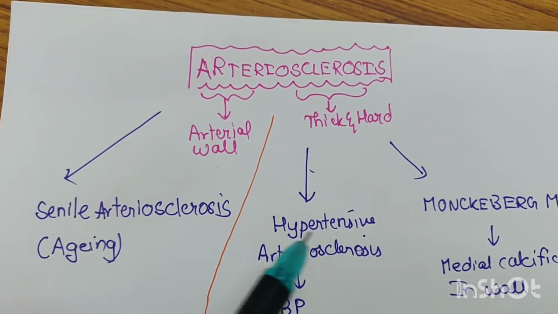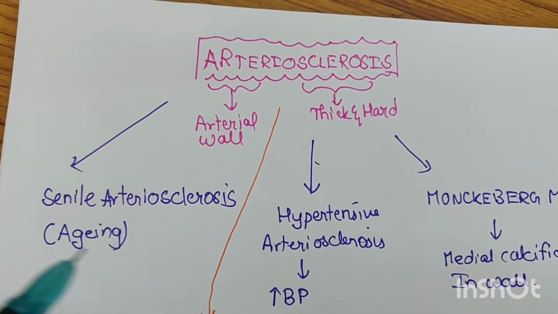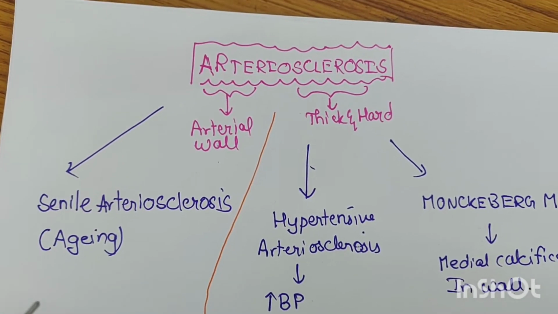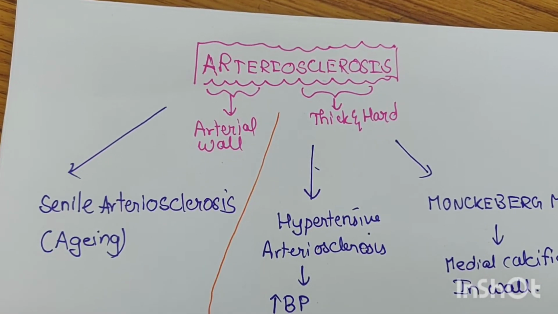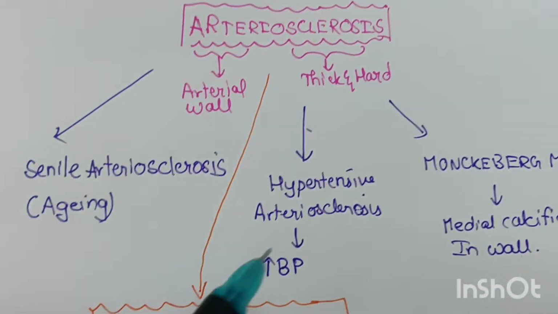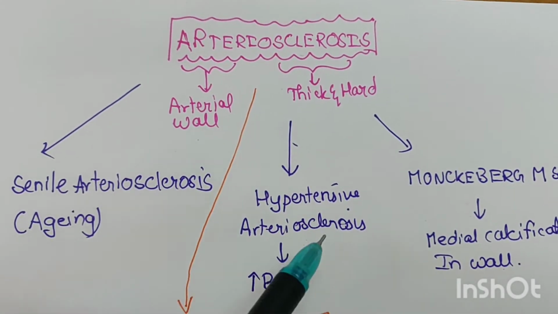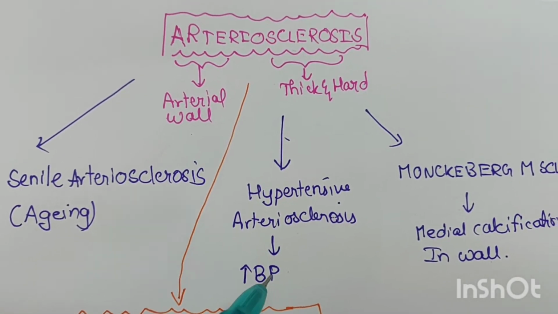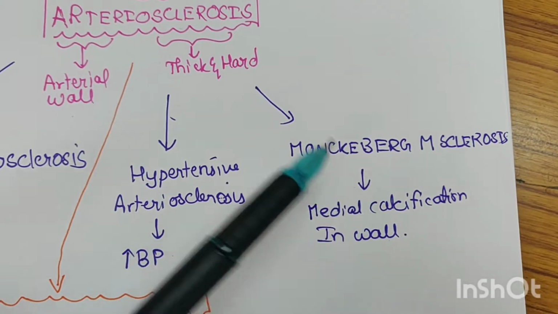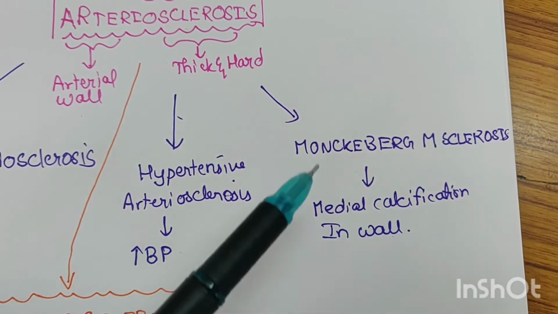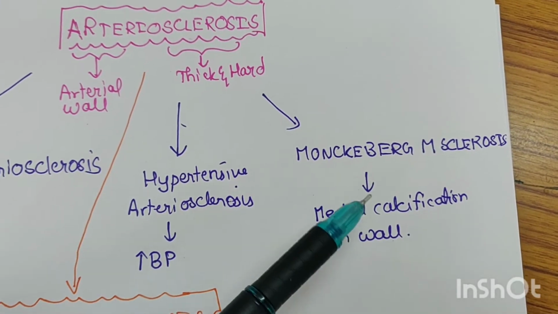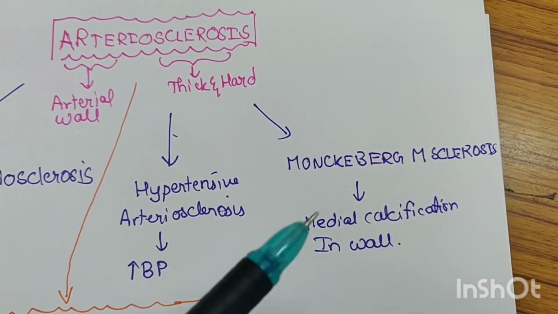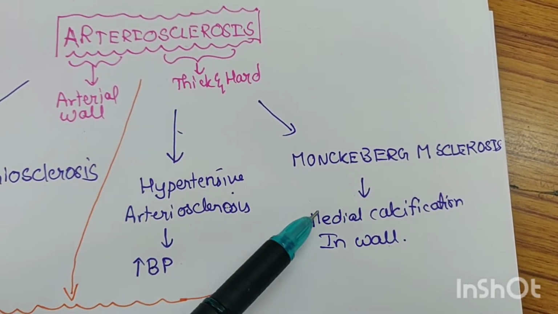It has different categories, like senile arteriosclerosis, which occurs due to aging. Whenever an individual ages, it causes senile arteriosclerosis in almost every individual. It also causes hypertensive arteriosclerosis whenever the blood pressure is high. And Monckeberg's medial sclerosis, in which there is calcification in the medial wall, that is, the tunica media muscular layer is thickened. In X-ray we can see a dense calcified wall in the media.